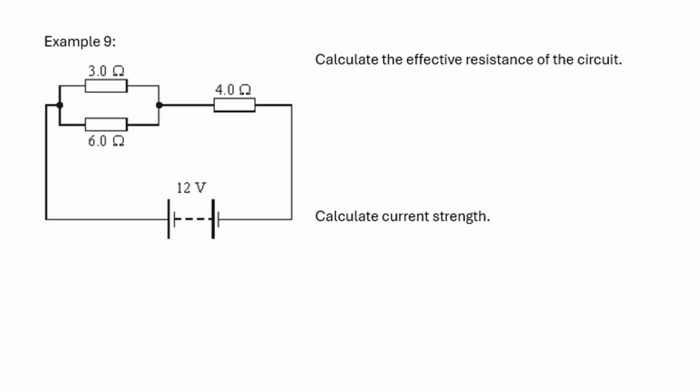Okay, so it says calculate the effective resistance. There's that word again, effective. It just means total, effective resistance of the circuit. So what we need to realize is that this over here, it splits. So that means this part of the circuit is in parallel. So these two are in parallel with each other. So we need to treat them differently because they are in parallel.